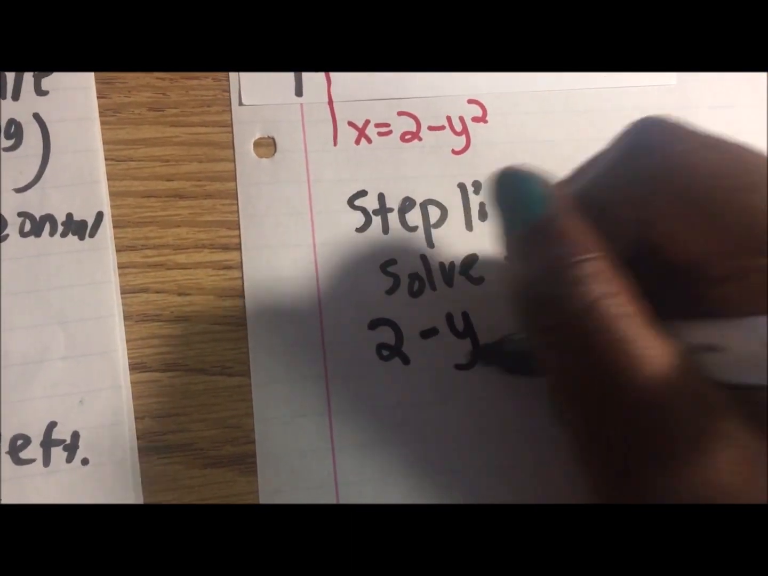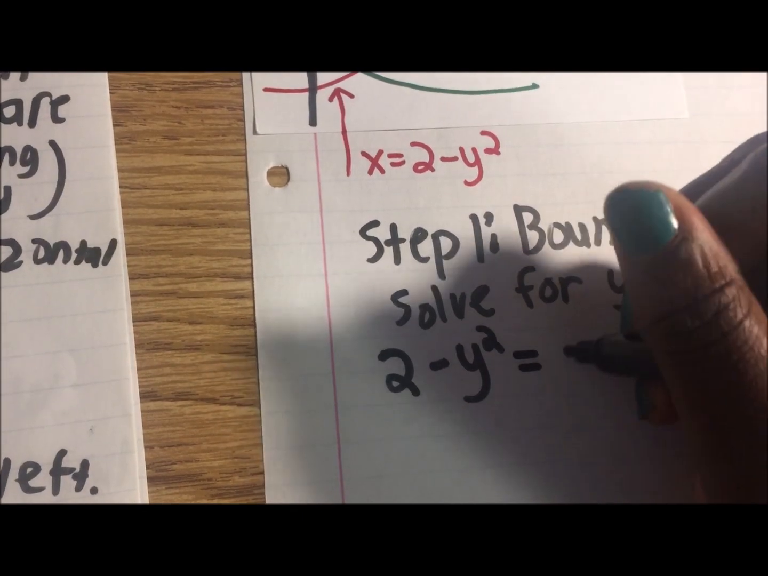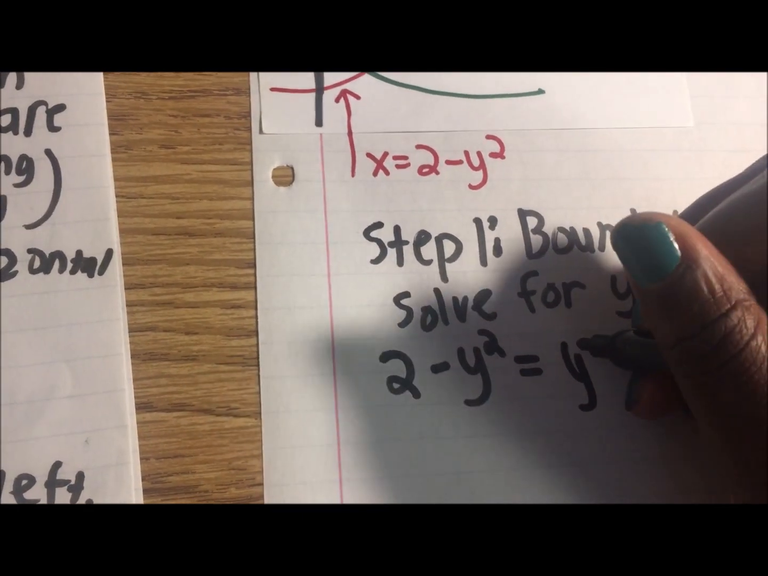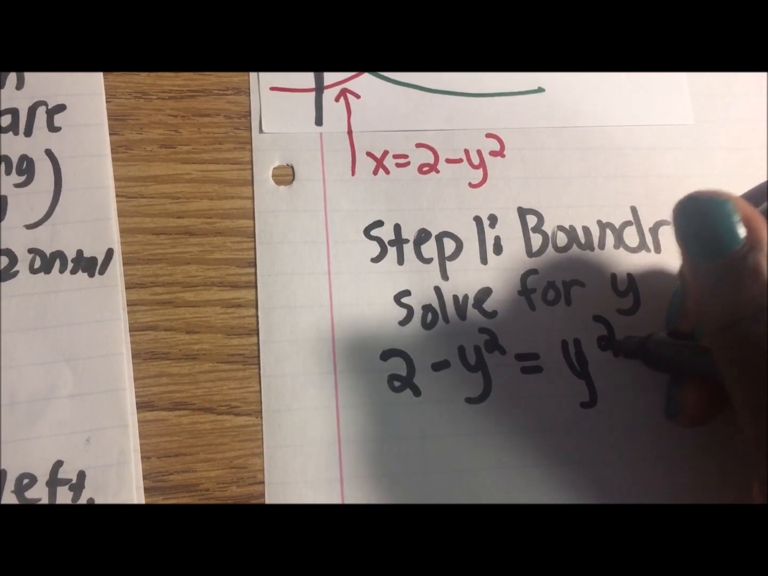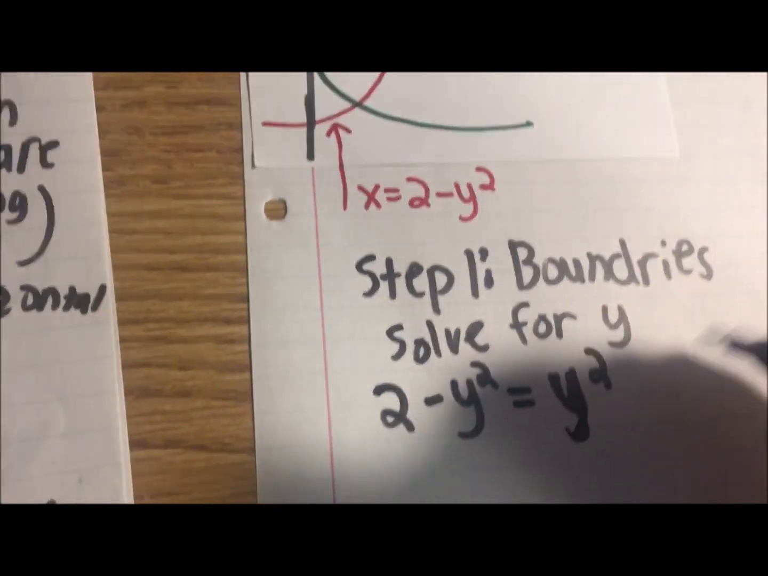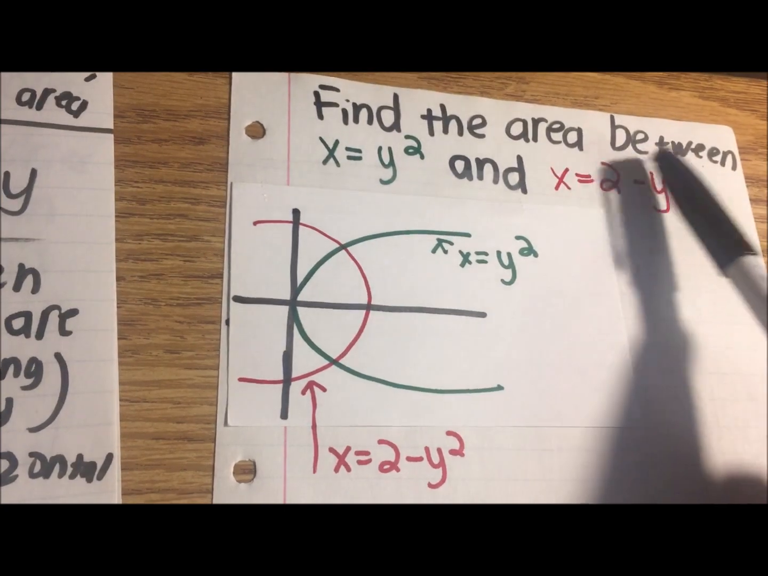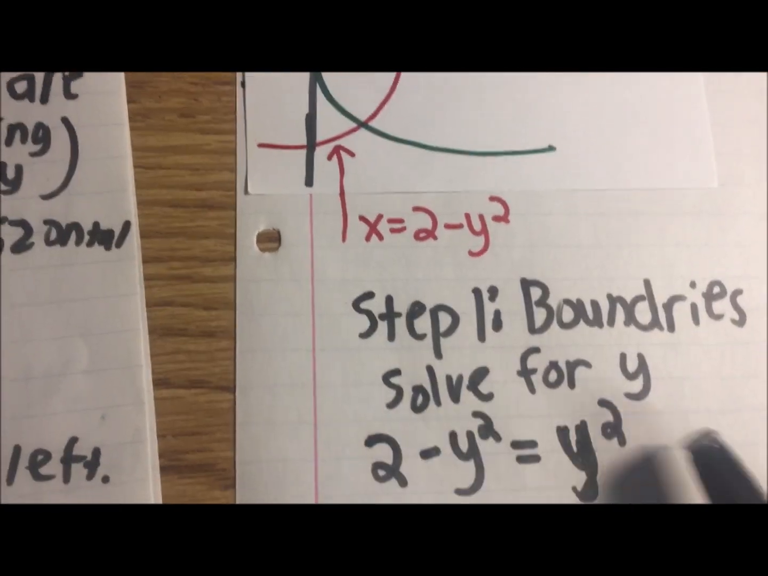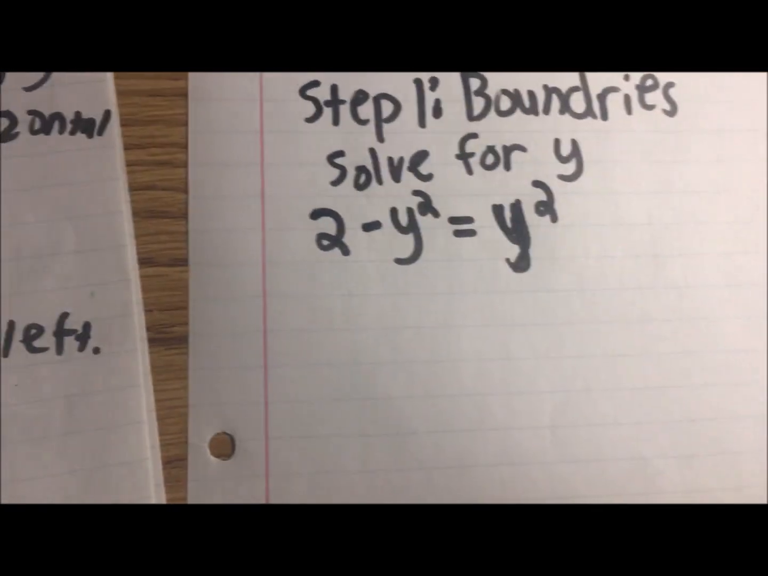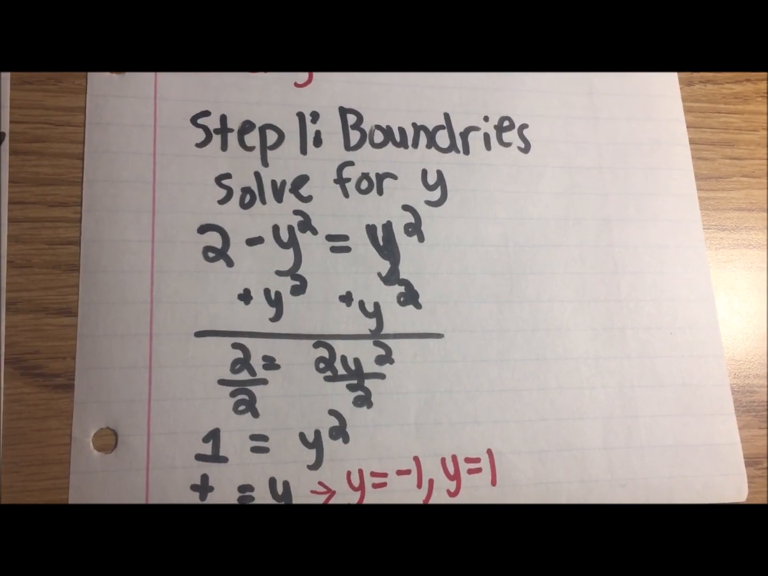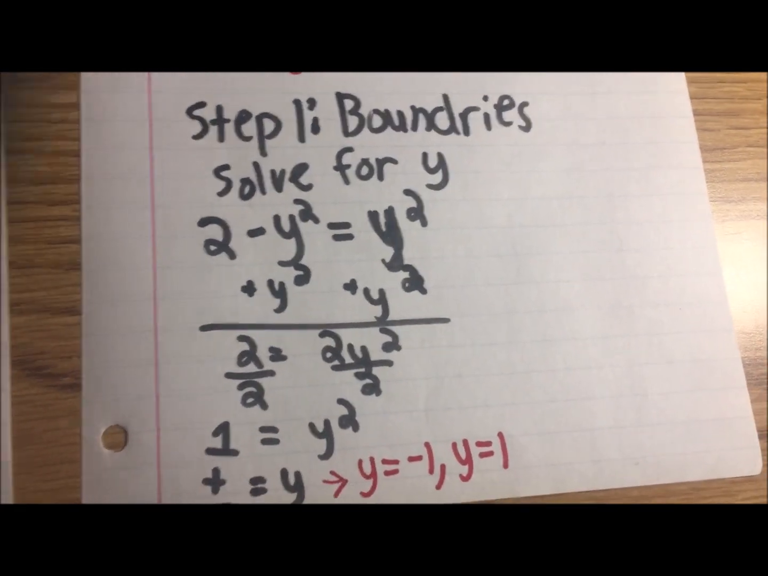So 2 minus y squared equals y squared. Sorry. It's this equation and it's this equation, and I put them together. Now, let's solve for y. I just decided to just solve for y.